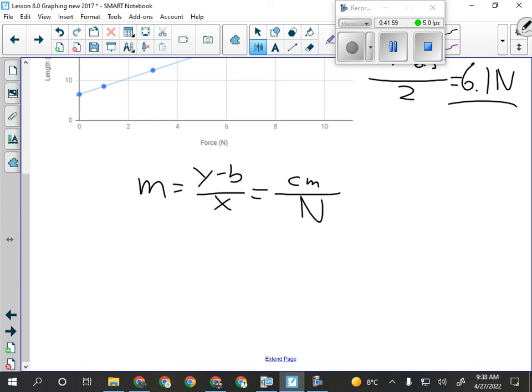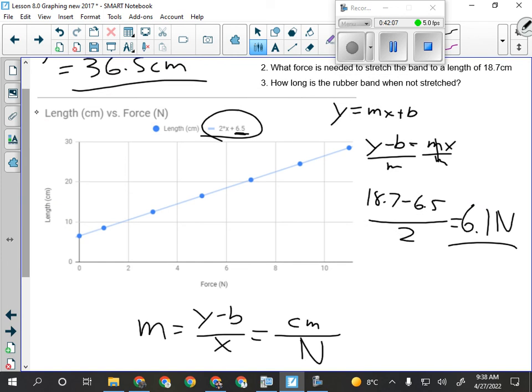Centimeters per newton. It's telling me how much longer it gets with every newton of force. According to this graph, how much longer does this thing get every time I add another newton of force? 2, right? This is m right here. M is 2. That's telling me that that's 2 centimeters per newton. It gets 2 centimeters longer every time I use an extra newton worth of force. Those are the kinds of analysis that you're going to be asked to do with a line graph in this class.